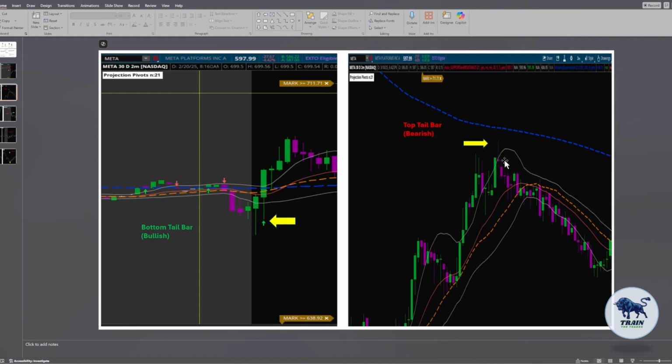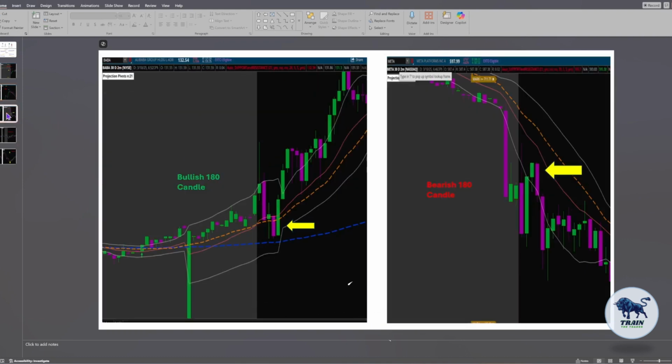Topping tail bar. Now this one, you see you get a much smaller body, but look at that large wick. Long wick, right at the top of a trend. Topping tail bar. All right. Next, getting through them, folks. I hope y'all are picking up what I'm putting down.